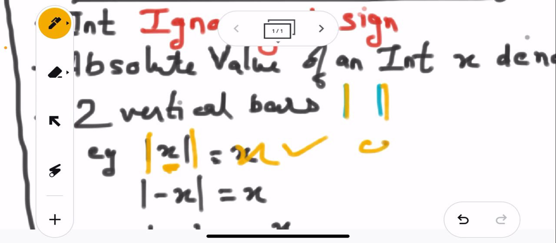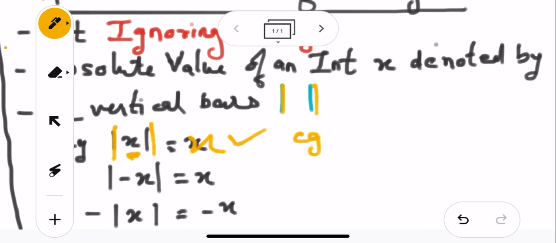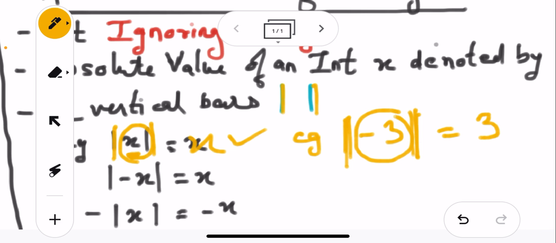I'll take another example. The absolute value of, suppose, minus 3, we will denote with the two bars on the side, and then the absolute value of minus 3 will be 3. So always remember the absolute value of any number, whether the number is positive or negative, the answer will always be positive. It will never be negative. So these are the absolute values of integers.